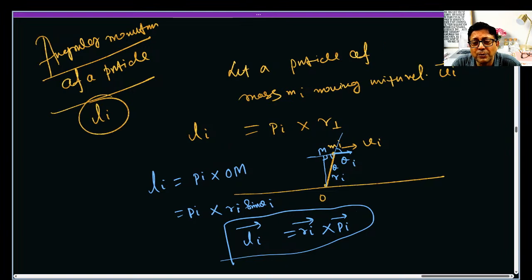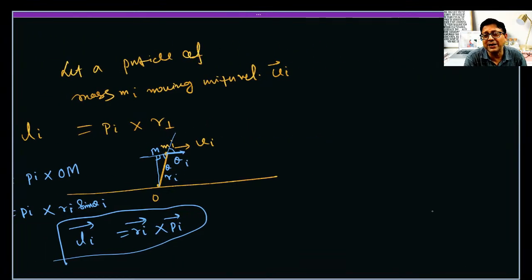A particle of momentum Pi, Ri is the position vector, then the cross product of these two will give you angular momentum. Angular momentum, we are going to see that the rate of change of angular momentum is equal to external torque. Okay? For a system of particles, we need the ith particle, all these things. For a single particle, what to write?